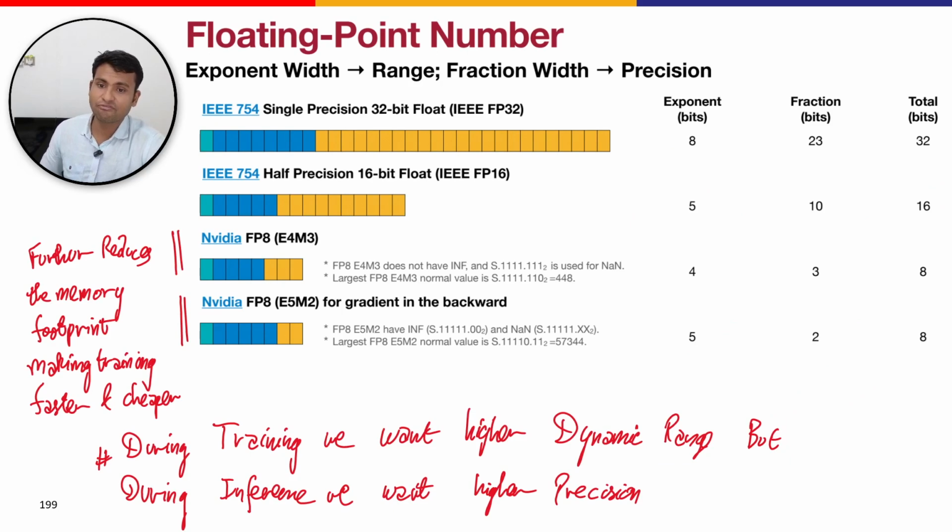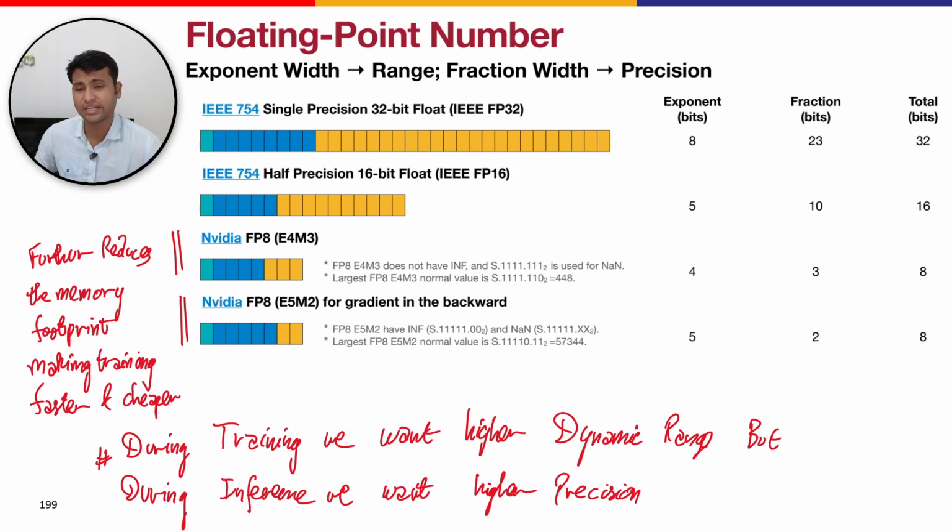So NVIDIA further reduces it. If you can go up to 16 bits, why not go further down to 8 bits? This further reduces the memory footprint, making training faster and cheaper. And one thing you definitely need to understand is that during training we want a higher dynamic range. We want the gradients to converge quickly. We want to be able to represent higher numbers in our representation, which is not possible using int 8, right?